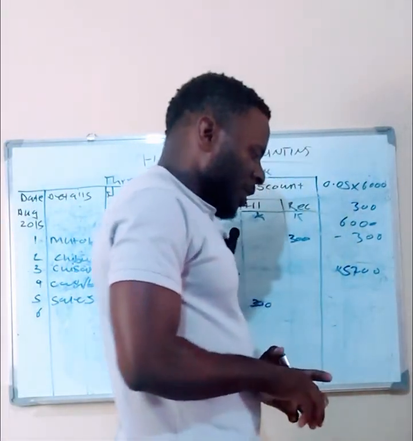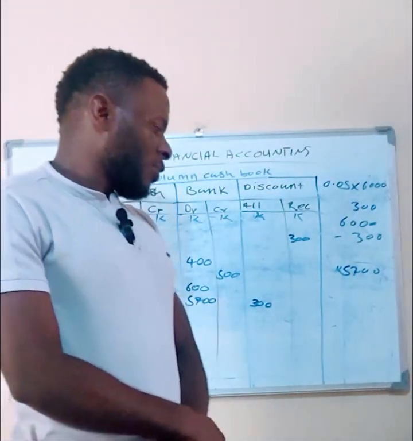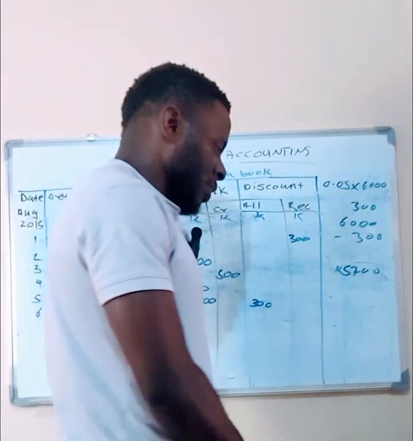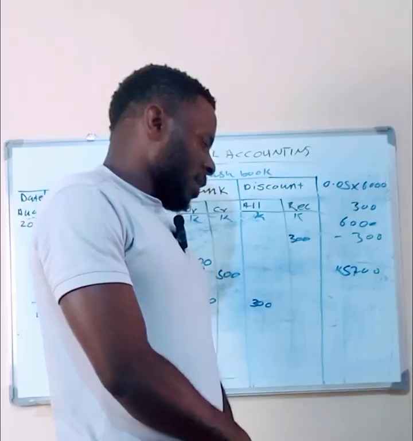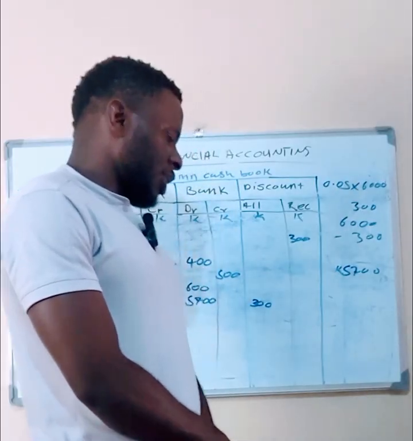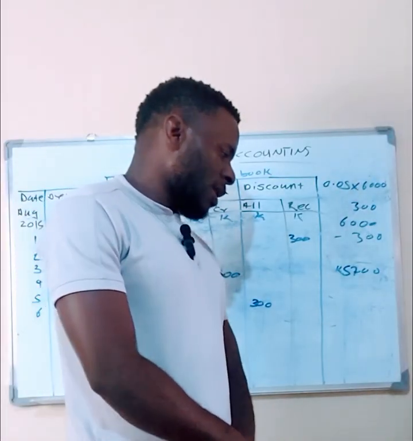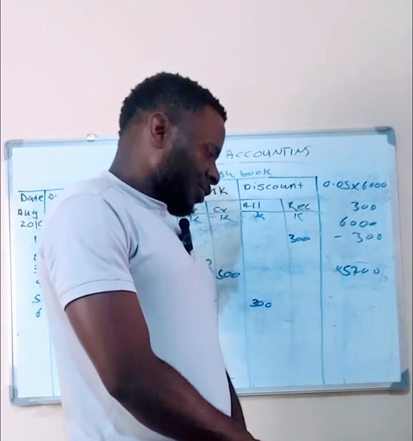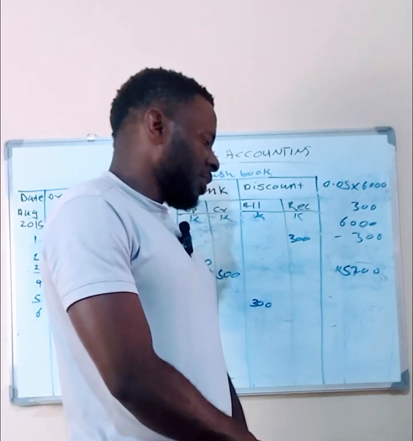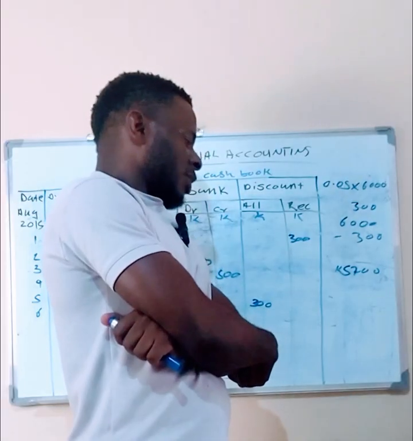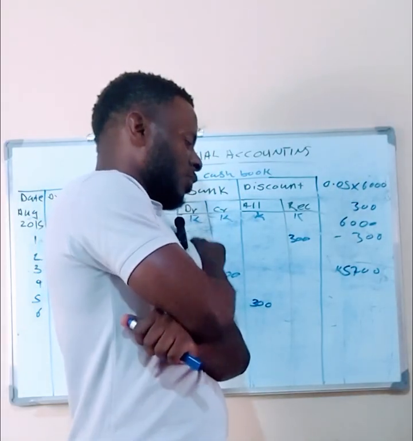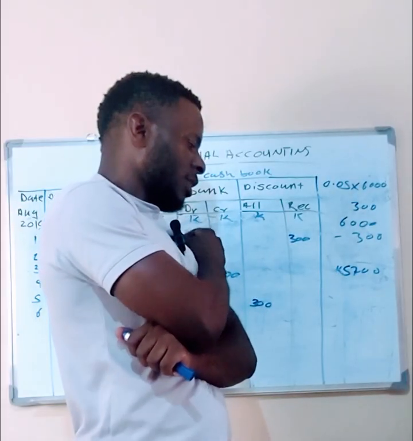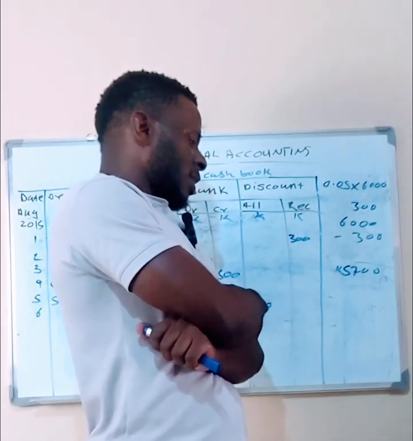Purchase goods by check. There are 2 accounts involved: the purchases account and the bank account. So in this case, the purchases account was receiving and the bank account was giving.